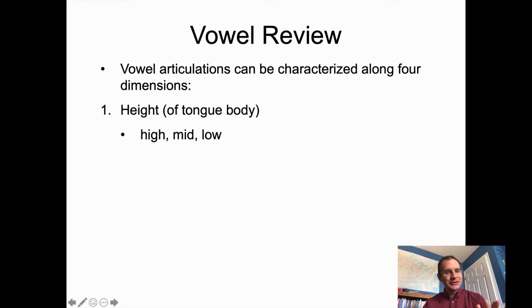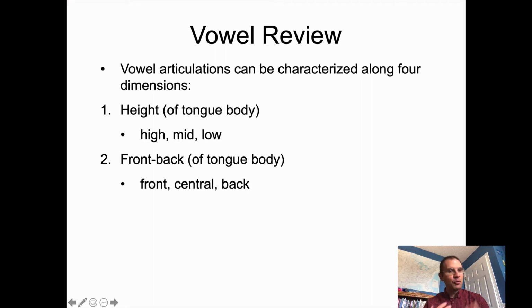So the first two of these dimensions describe where your tongue body is, or where the highest point in your tongue body is when you produce a vowel. The first dimension being height, so that highest arch of your tongue body can be high, mid, or low, and then that highest arch of the tongue body can be either front, towards the front of your vocal tract, or further back.